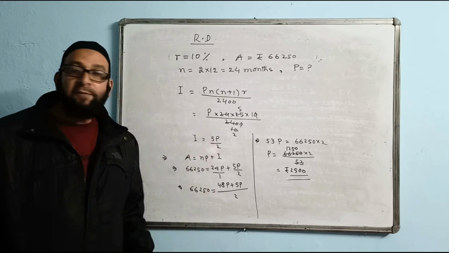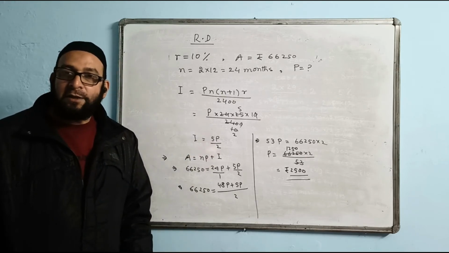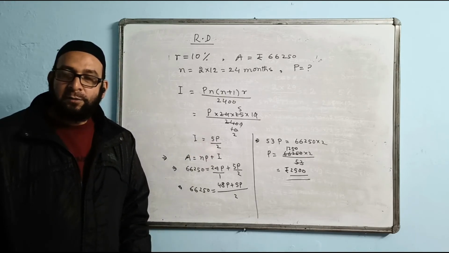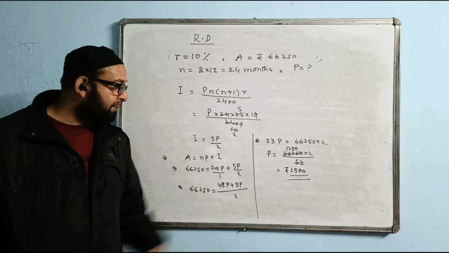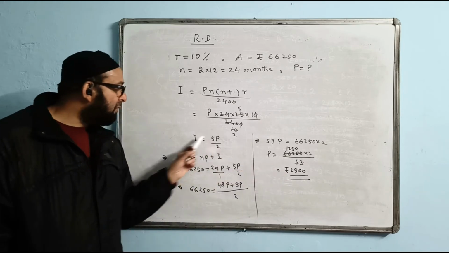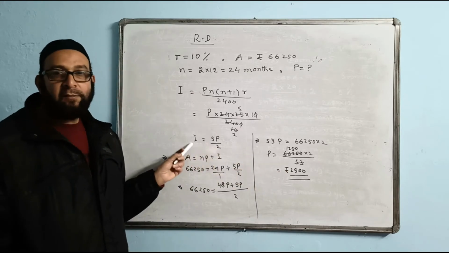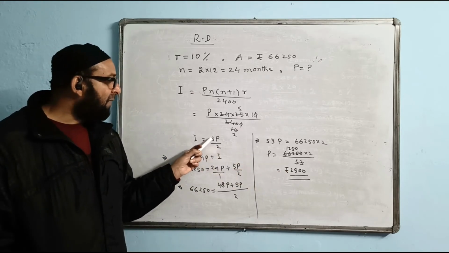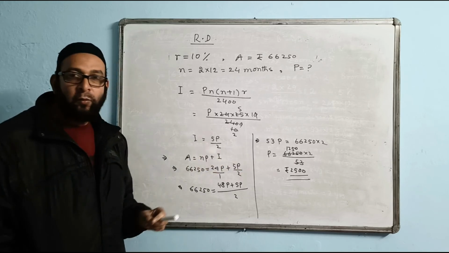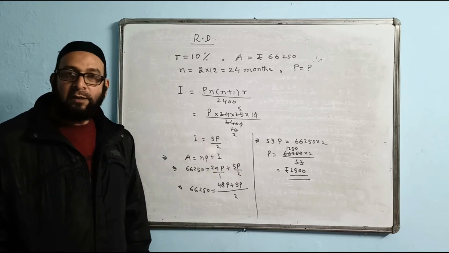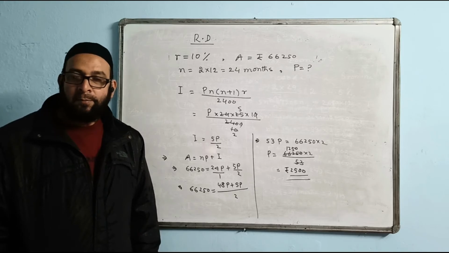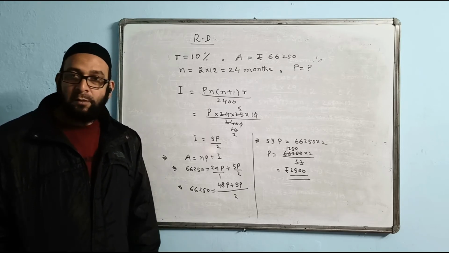In the same question, if they ask you to find the interest earned by the person, can you find the interest? P value is now 2500 and interest value is 5P upon 2. This value of P we put here and find the value of interest. That is 5 into 2500 by 2 and then calculate. You will get the value of interest. Hope you understood it.